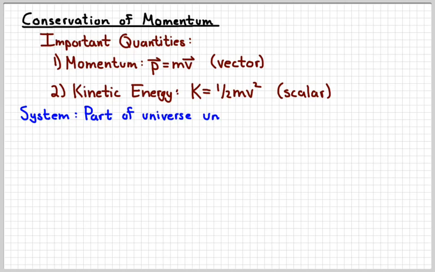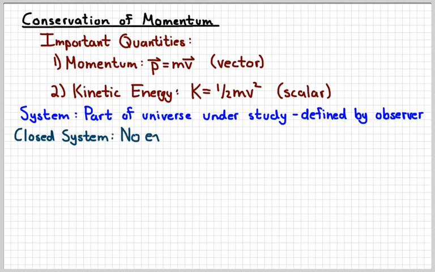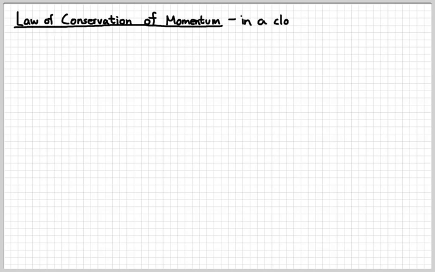Remember that a system is defined as the part of the universe that we're studying. That's something that you get to choose as the observer. Typically, by choosing a good system, making a smart choice, you can make problems a little bit simpler. A closed system means that there's no external forces, so nothing from the outside interacts with the objects, and there's no mass change. Now, that doesn't mean that the objects in the system can't push on each other. It just means that there's nothing from the outside pushing.